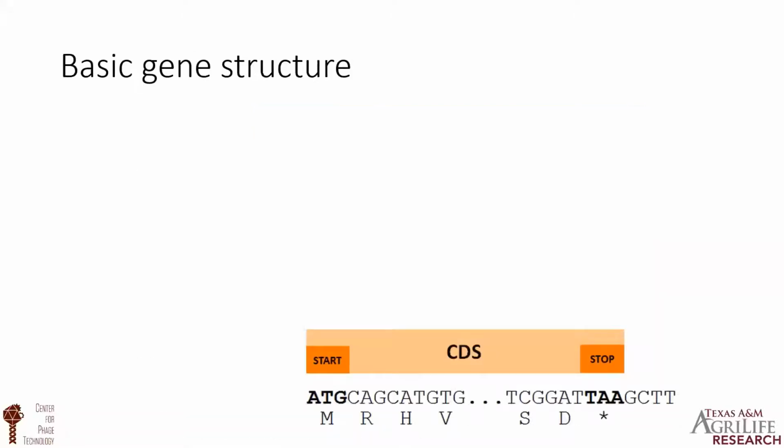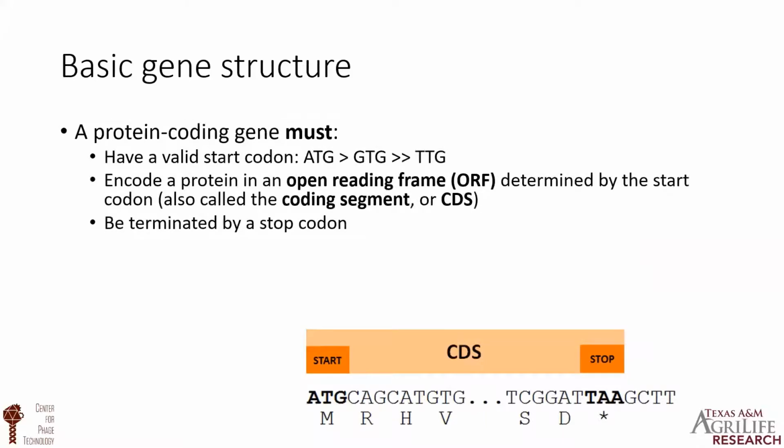So let's give a brief overview of what a prokaryotic gene looks like. A protein coding gene must have a valid start codon, and in our system, valid start codons are ATG, GTG, and TTG. These are by far the three most commonly used start codons in bacteria. The reading frame will encode a protein, and the open reading frame is determined by that start codon. The open reading frame is also commonly referred to as a coding sequence, or CDS, which is, for example, how they're stored in GenBank files. At the end of the reading frame, there'll be a stop codon, which terminates the frame.